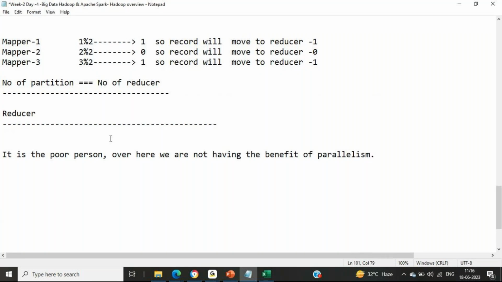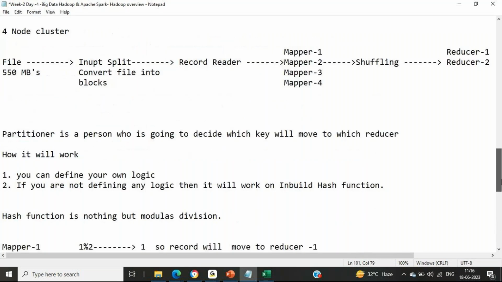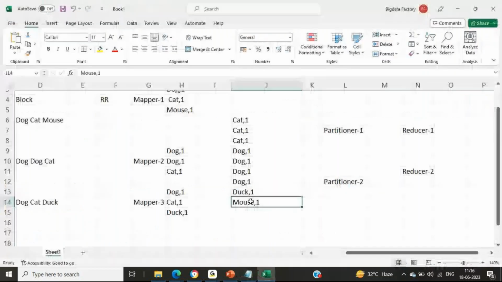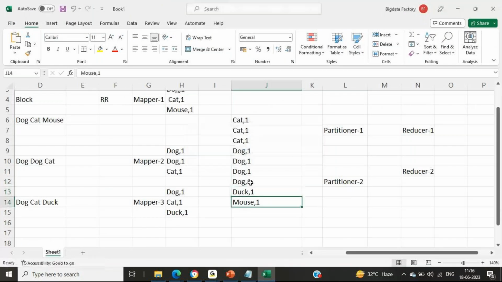Why so? What I have said is that if you are having mouse, all the mouse will be moved to reducer one. If the partitioner has decided that the records with respect to the mouse will be given to reducer one, then all the mouse will be moved to reducer one. If it has decided that all the cats will move to reducer two, then they will be moved to reducer two.